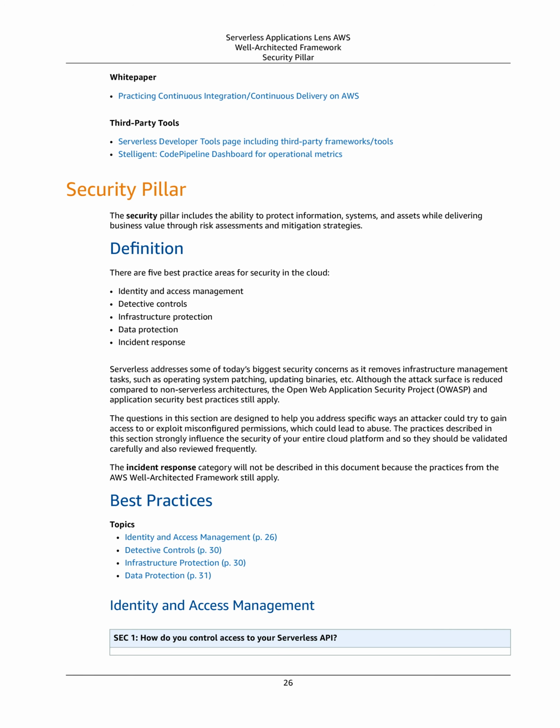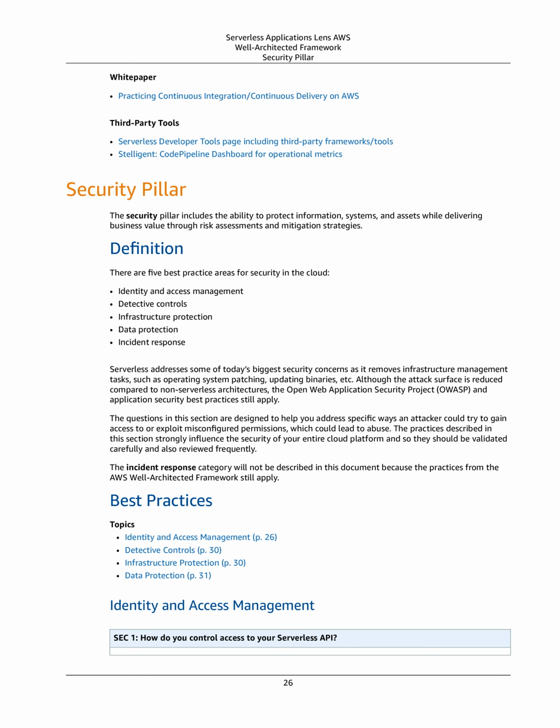The questions in this section are designed to help you address specific ways an attacker could try to gain access to or exploit misconfigured permissions, which could lead to abuse. The practices described in this section strongly influence the security of your entire cloud platform, and so they should be validated carefully and also reviewed frequently. The incident response category will not be described in this document because the practices from the AWS Well-Architected Framework still apply. Best Practices. Identity and Access Management.